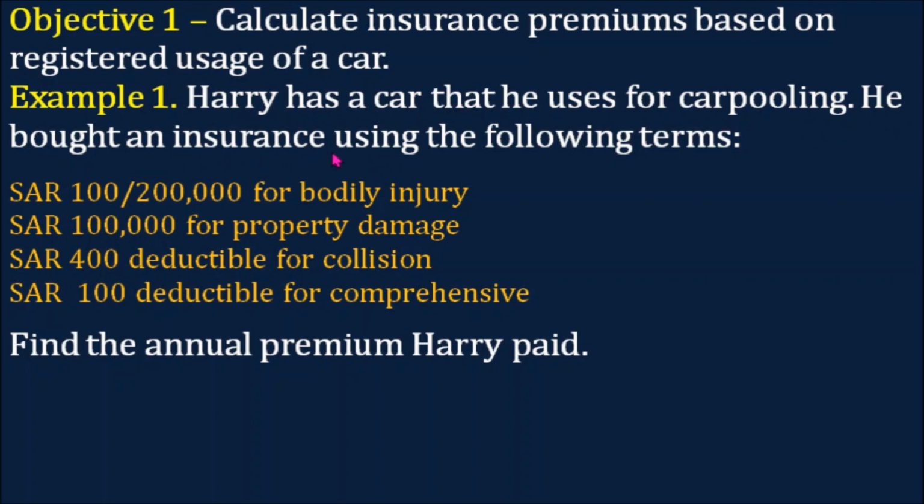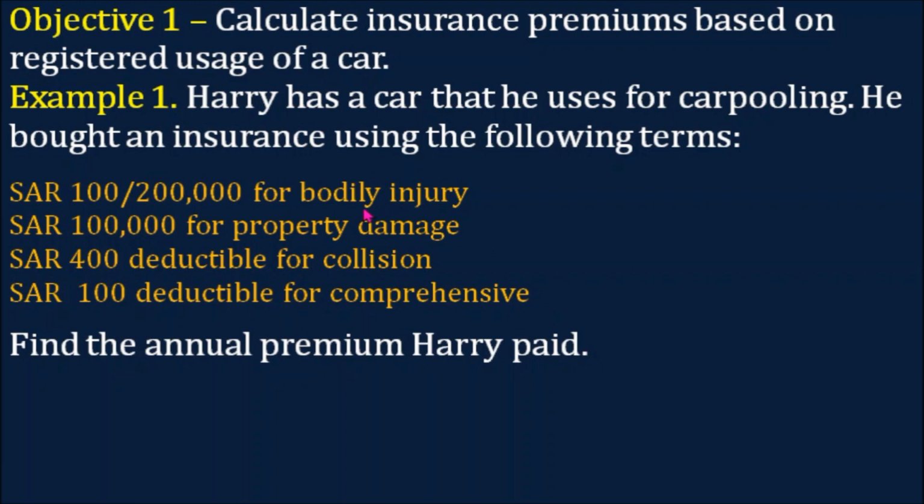He bought an insurance using the following terms: 100/200,000 SAR for bodily injury, 100,000 SAR for property damage, 400 SAR for deductible for collision, 100 SAR for deductible for comprehensive. Find the annual premium Harry paid.